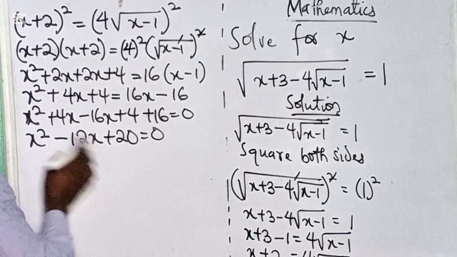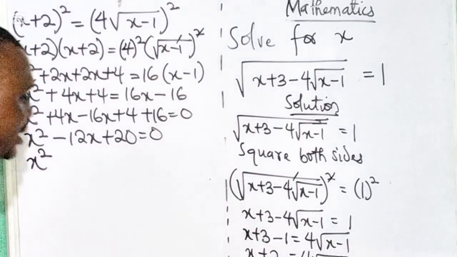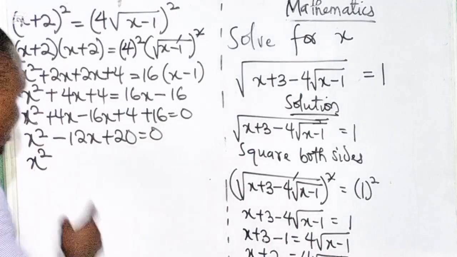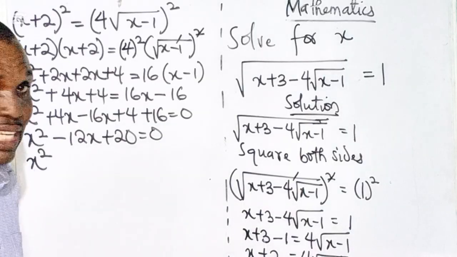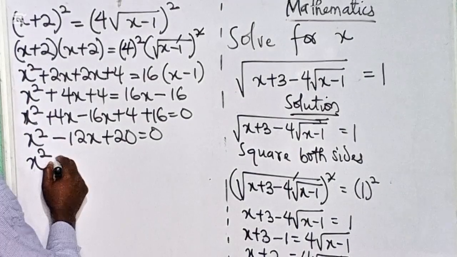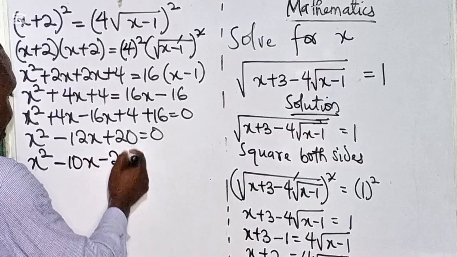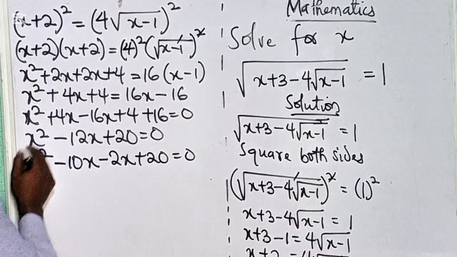All right. Now this becomes x squared. So we need two values that, when I multiply them, I get plus 20, and when I add them, I get minus 12x. That would be 10 and 2. All right. So this can be written as minus 10x, minus 2x, plus 20 equals 0. Is that clear?